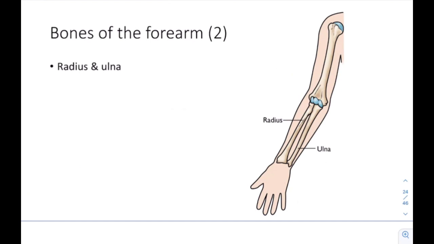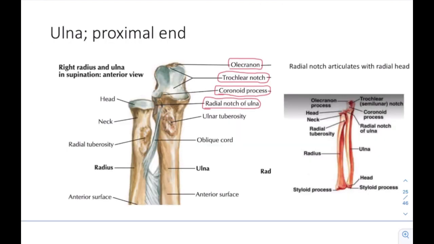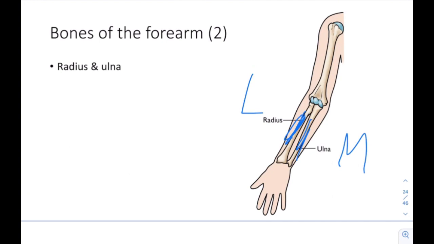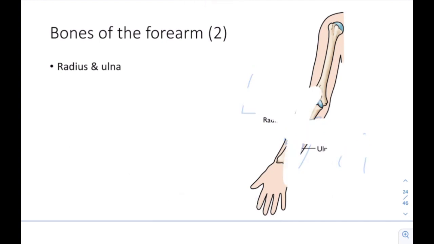Okay, so let's talk about the bones of the forearm, which we just mentioned, the radius and the ulna. The radius is lateral, the ulna is medial, from the anatomical position. Okay, so let's talk about the proximal end of the ulna. We are going to be focusing on this side of the ulna, proximally.